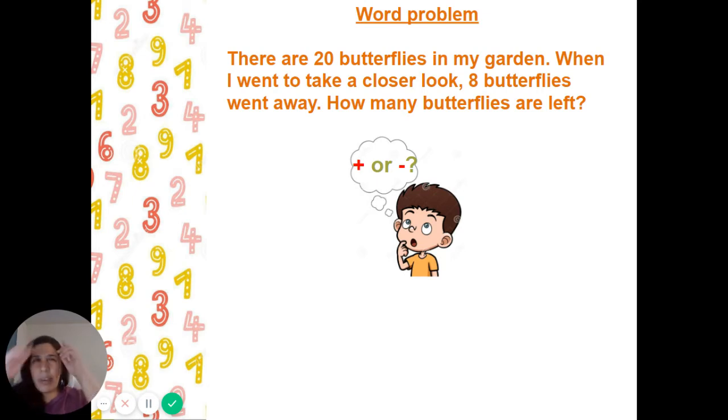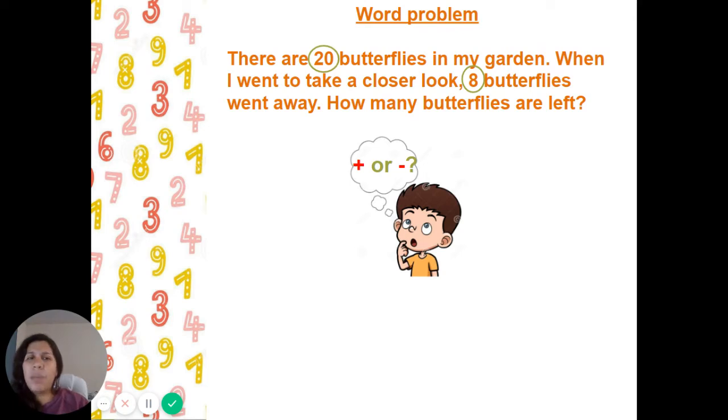What did we do to find out? I think the best strategy was to read the word problem word by word and pay attention to the numbers and the keywords. Okay, if you recognize any keywords, just circle it. So there are 20 butterflies in my garden. Number 20 is important. When I went to take a closer look, 8 butterflies went away. Number 8 is also important.